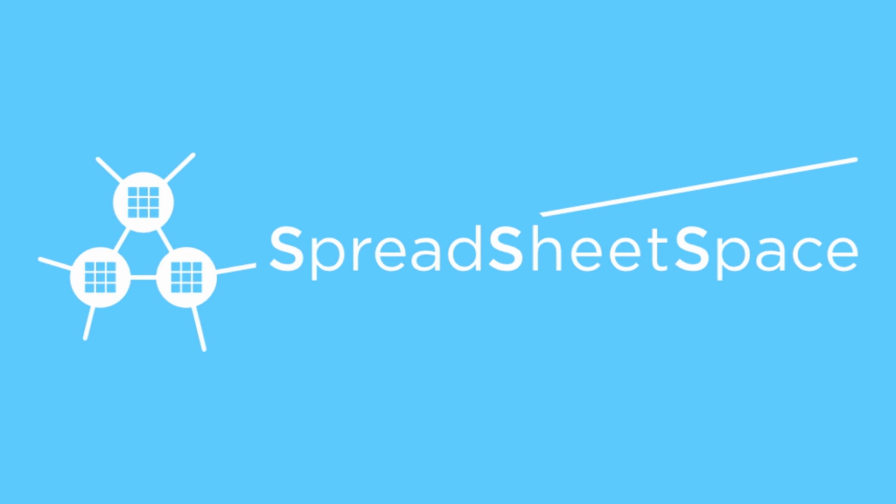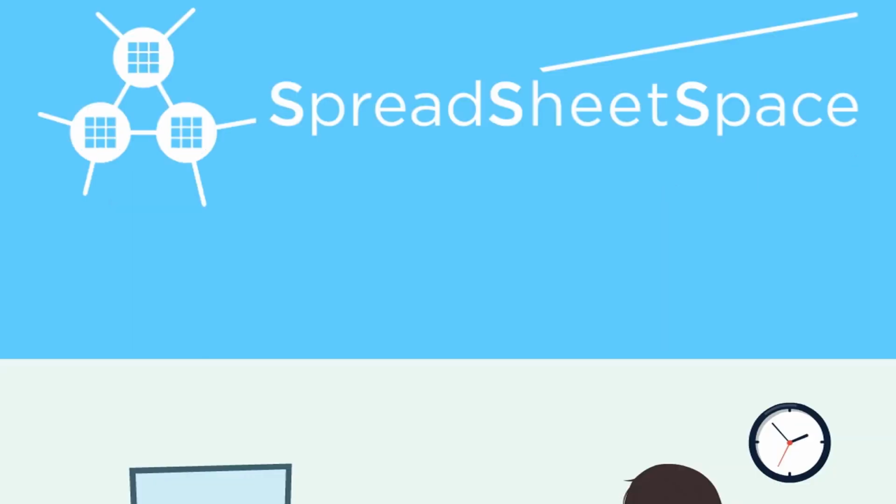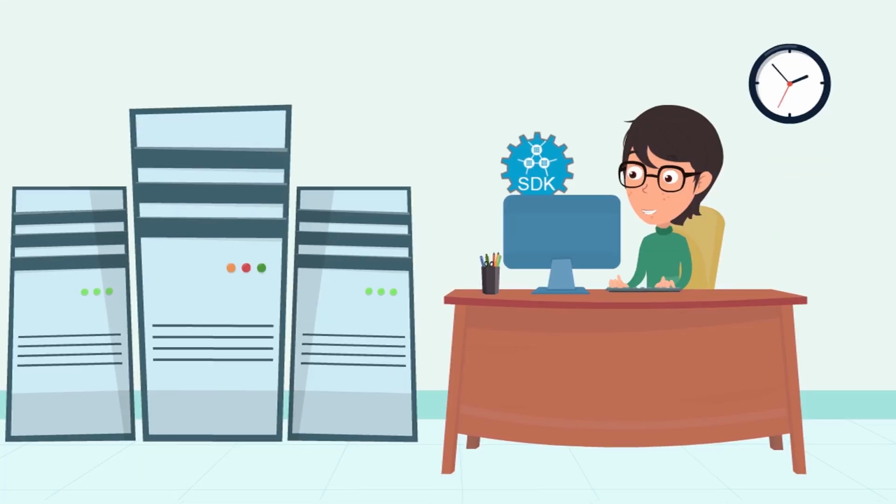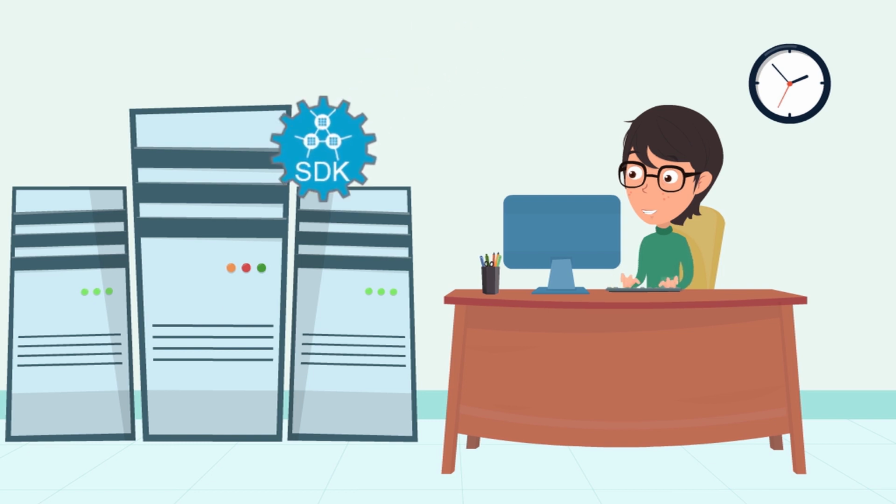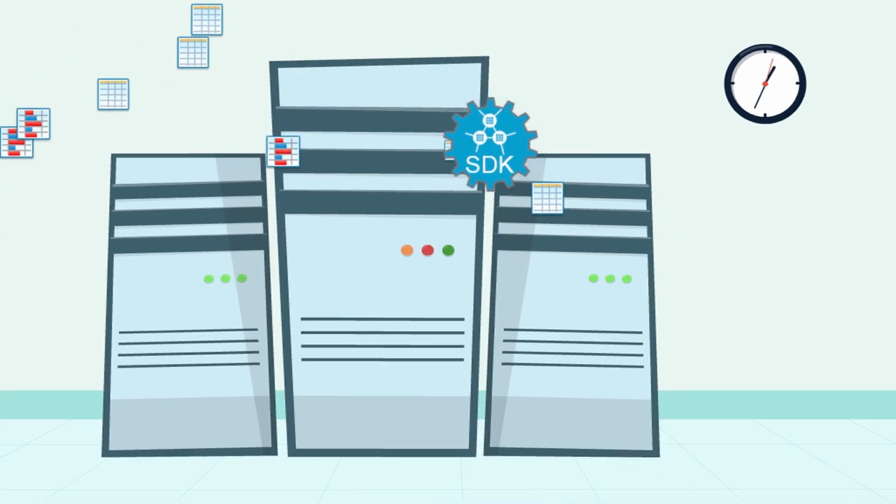With SpreadSheetSpace, all this belongs to history. Charlie uses the SpreadSheetSpace SDK to configure the company's information system to send the new data versions to Alice, directly on Excel. SpreadSheetSpace takes care of everything.